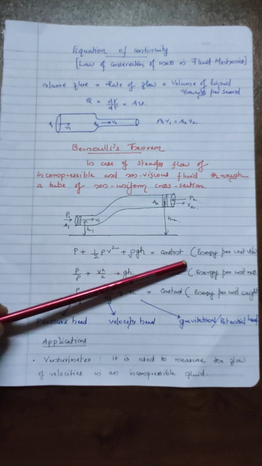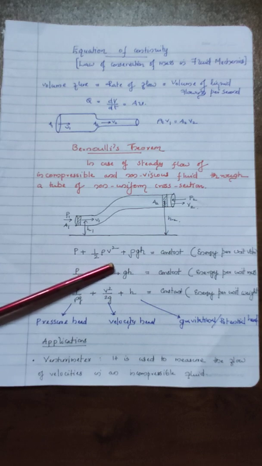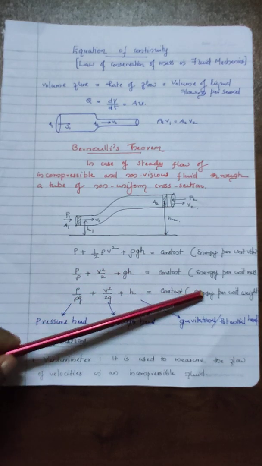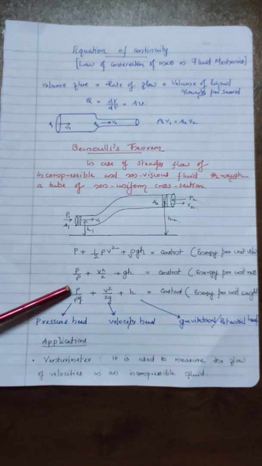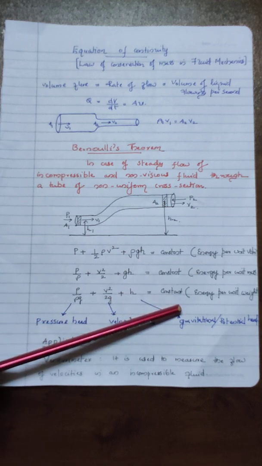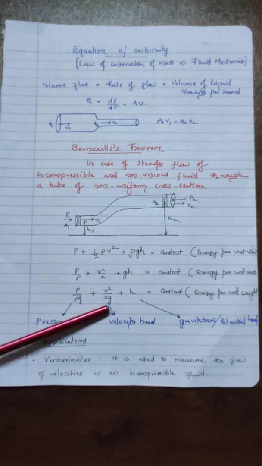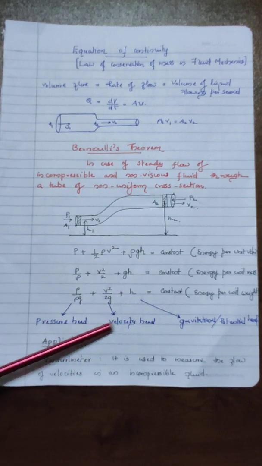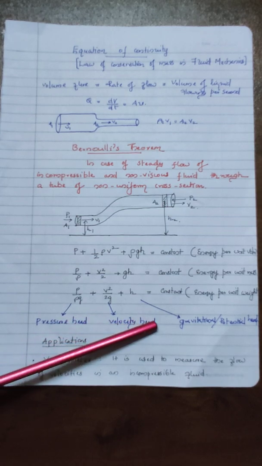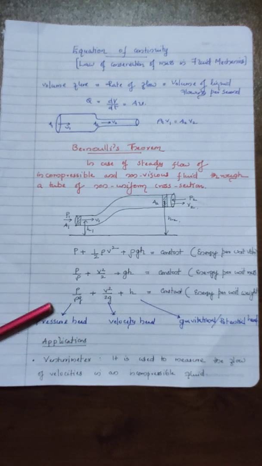So here the energy per unit volume is P plus half rho V square plus rho g h, a constant. If you take the energy per unit mass, we say P by rho plus V square by 2 plus g h is equal to constant. If you consider the energy per unit weight, then P by rho g plus V square by 2g plus h is a constant. That means the pressure head plus the velocity head plus the gravitational head is a constant. It's a very important one.